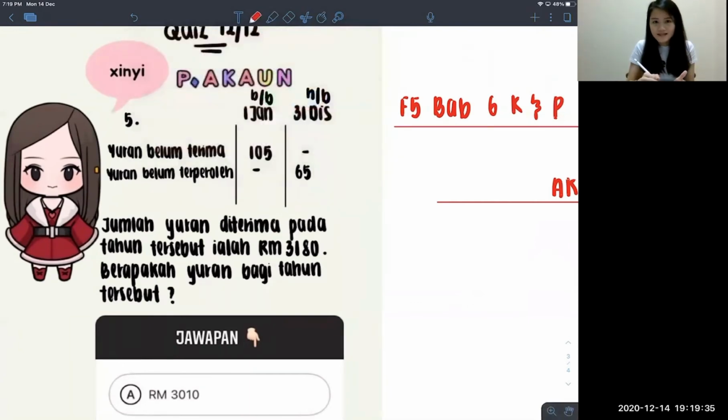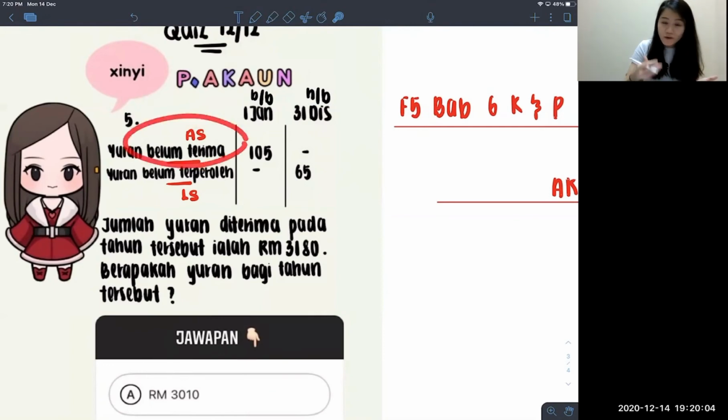Next step is to understand the klasifikasi. Yuran belum terima is actually asset semasa. Yuran belum terperoleh, liability semasa. So why do I need the klasifikasi? Because how we position the Baki BB is based on their individual klasifikasi. So if you label the klasifikasi wrongly, then you will put them on the wrong side inside your ledger account yuran. Okay, so now asset. How are we going to follow? Now asset semasa Baki BB is on the debit side, while HB is credit, but I wouldn't label it. Why? Because here, do you see it's a dash? There is no number for Baki HB. So I'm going to skip now to the next one.